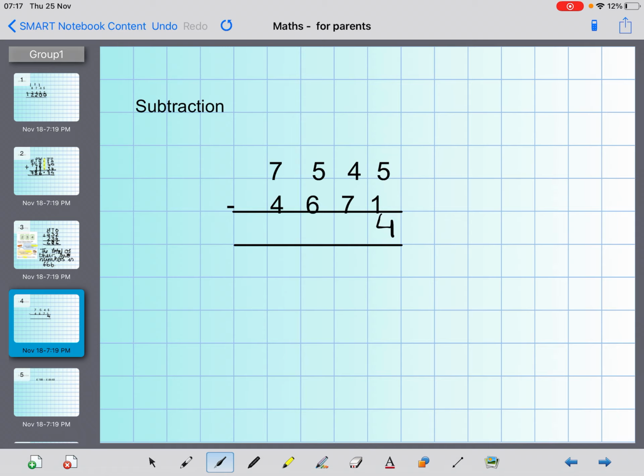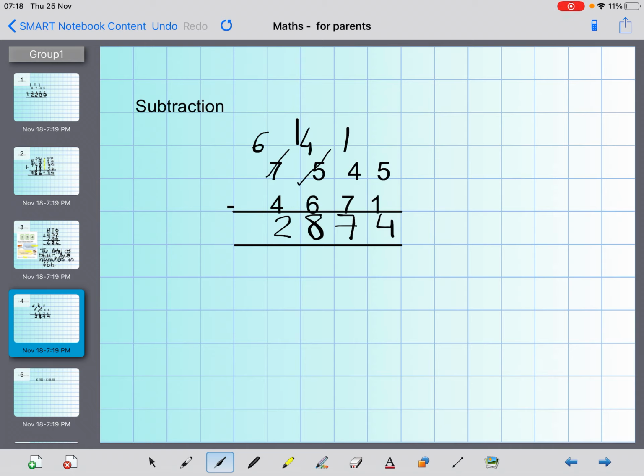We need to go to the next column and we need to exchange 100, so now we've got 400s, and make that into 10 tens. So now I've got 14 tens, take away 7 tens, which gives me 7 tens. Again, we've got 4, take away 6. We can't do that, so we need to go to the next column, which in this case is our thousands, and we need to exchange 1,000, which leaves us with 6 thousands, into 10 hundreds, which gives us 14 hundreds. 14 hundreds take away 6 hundreds is going to give us 8 hundreds. And finally, 6 take away 4 will give me 2,000.